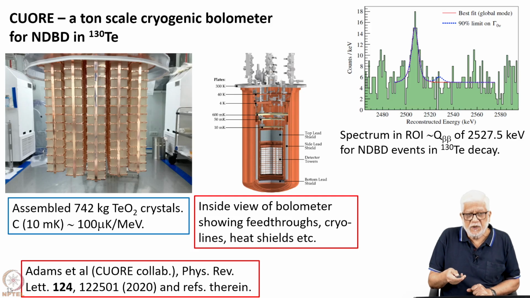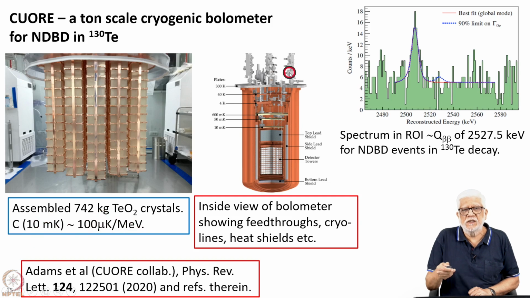This is an example of a large cryogenic bolometer that was used to search for neutrino-less double beta decay in 130 tellurium. This is called CUORE, and this is about 742 kgs, about 1000 tellurium oxide crystals. The specific heat at 10 millikelvin is such that you get a 100 microkelvin rise per MeV deposit in one of these crystals. This is the picture, a cutout of the bolometer, which shows feed throughs, cryolines, heat shields and so on. So, you go right from 300 Kelvin to 10 millikelvin here.